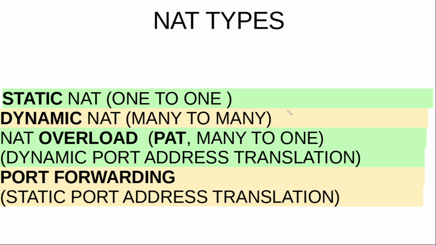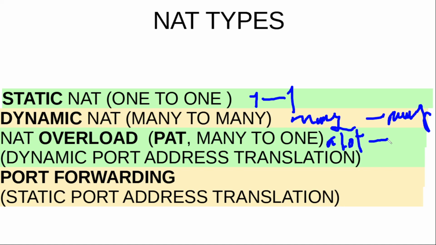We have several types of NATs. We have one-to-one. We have many to many. We have NAT overload, that is a lot of IP addresses to one, or a lot to many. And we can do port forwarding. That is used when you have several services, publicly available services, using only one IP address.